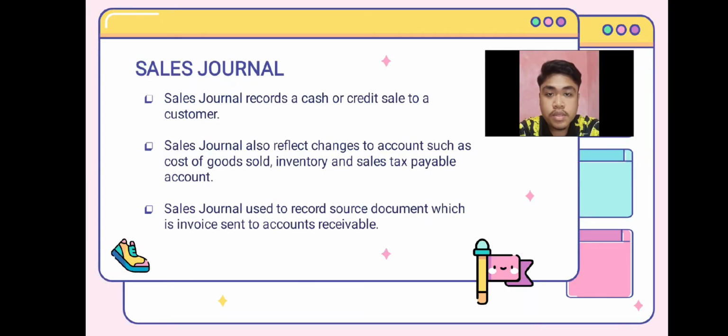Hi, I will explain to you about sales journal. Sales journals record cash or credit sales to customers. Then, sales journal also reflects changes to accounts such as cost of goods sold, inventories, and sales tax payable account. Sales journal is used to record the source document, which is the invoice sent to accounts receivable.